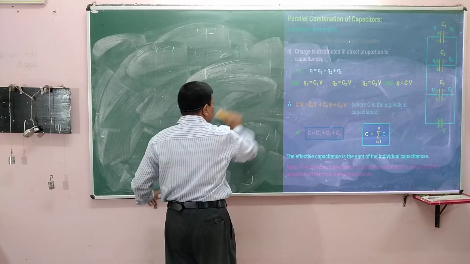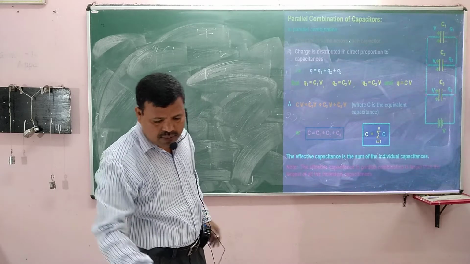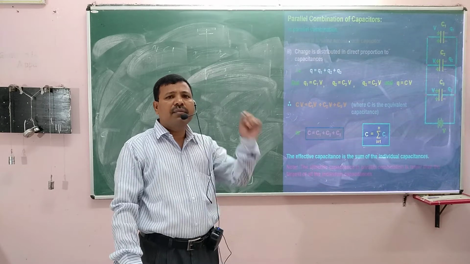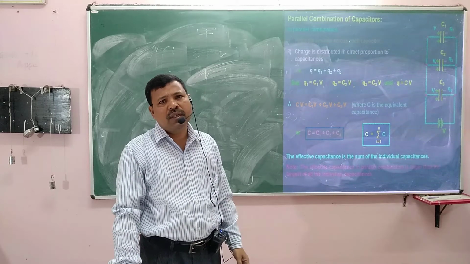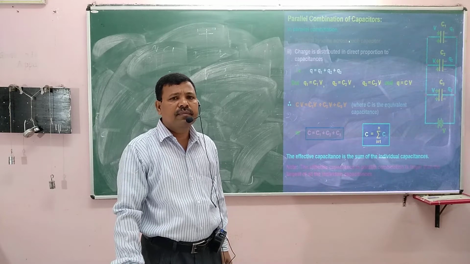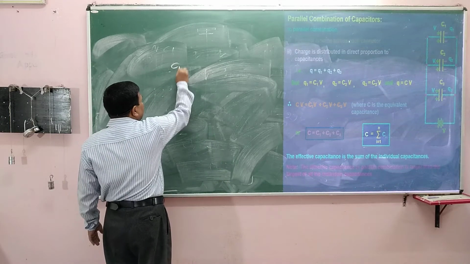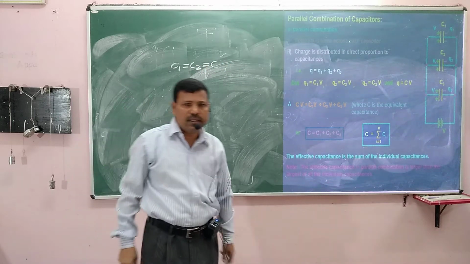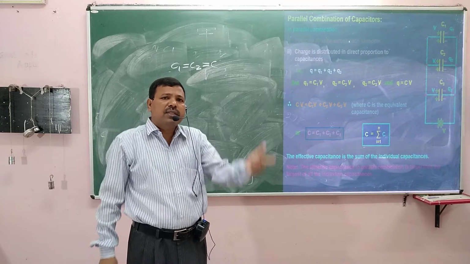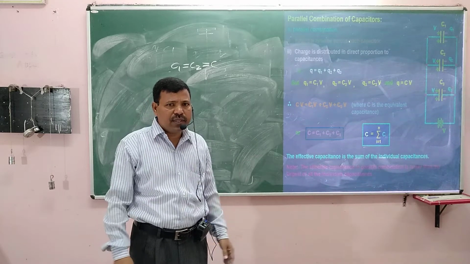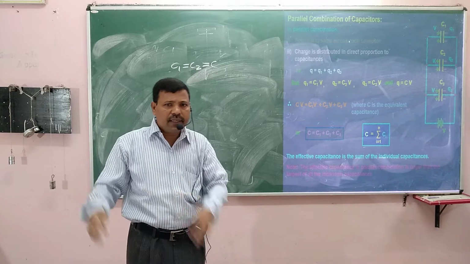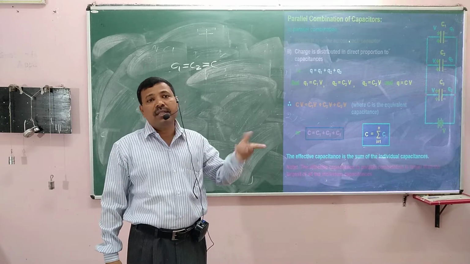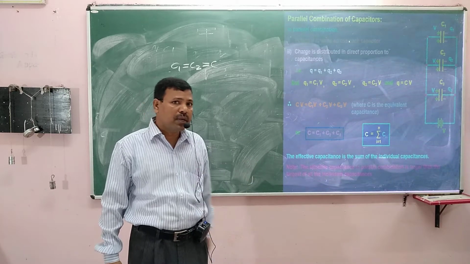In exam, in CBSE exam they ask, 2 capacitors of each capacitance C. C1 is equal to C2 is equal to C. There are 2 capacitors of each capacitance C. First they are connected in series, then they are connected in parallel. Then what is the ratio of their capacitances in series and parallel combination?